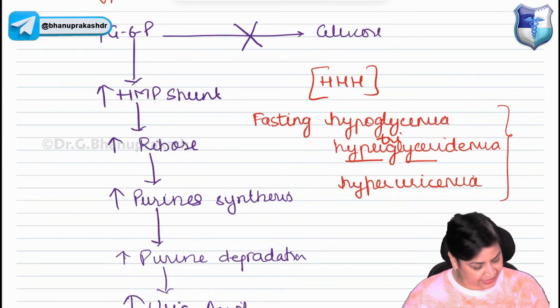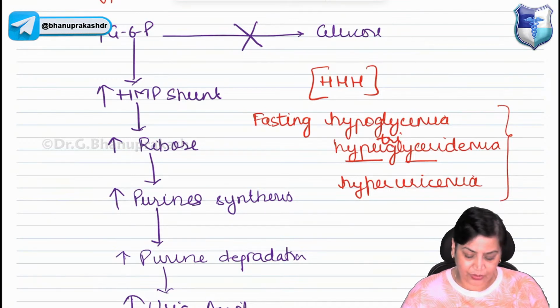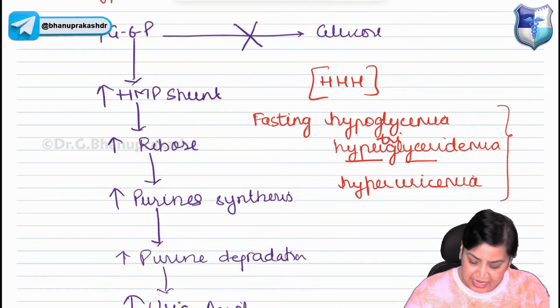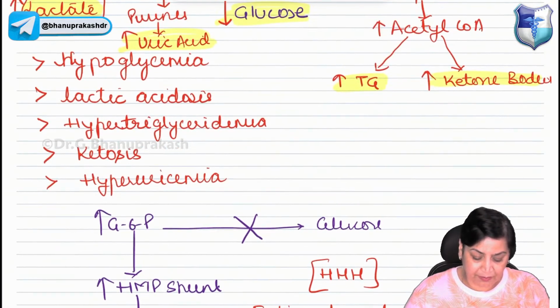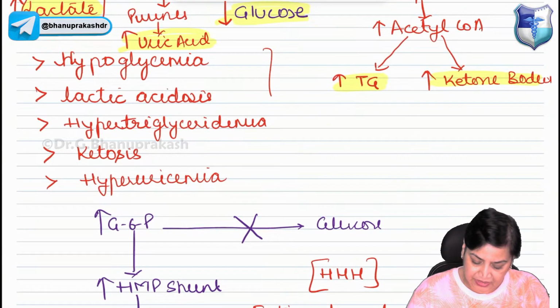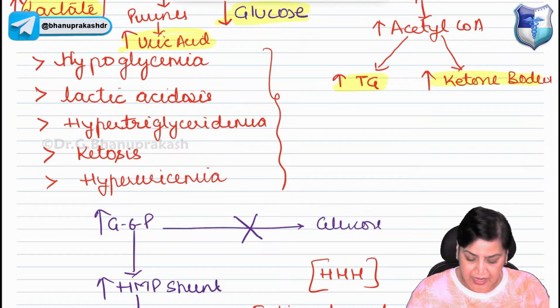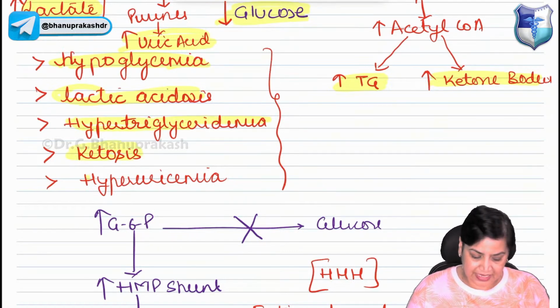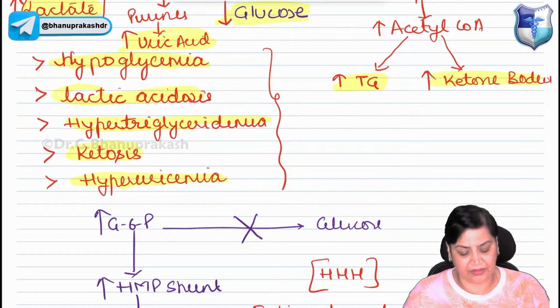Yes, very good. Lactic acidosis is also there. I'm just writing that because triple H is there. So H, H, H. And these are the main biochemical investigations: hypoglycemia, lactic acidosis, hypertriglyceridemia, ketosis, and hyperuricemia.